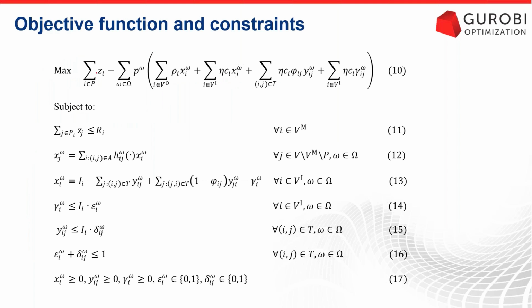So in the two-stage SP model, the objective function becomes maximizing the total expected gross margin, as the total revenue subtract the expected total cost. So you can see the expected total cost is computed as the weighted average of the total cost, with the weights being the probability of each random scenario.